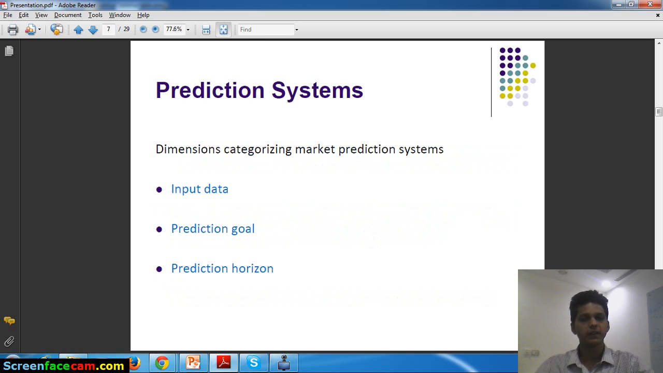Moving on, we'll talk about prediction systems. So there are basically three dimensions in which these systems are categorized. These are the input data, the prediction goal, and the prediction horizon.